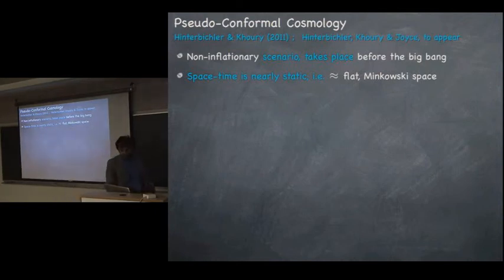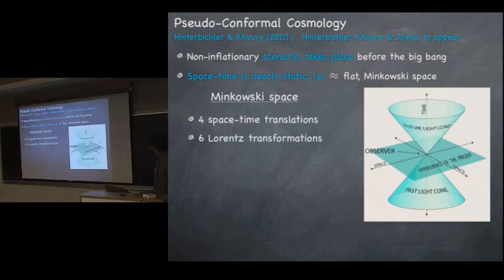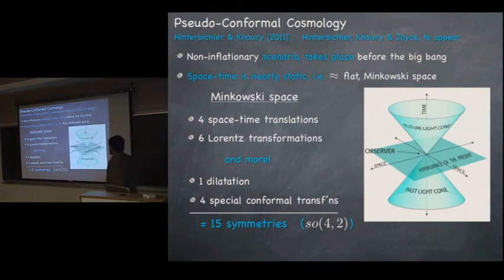Now Minkowski space is familiar to all of us. It's the arena of special relativity. It has as many symmetries as de Sitter space: 4 space-time translations, 6 Lorentz transformations. But we need more symmetries to make the scenario work. We're going to assume that in fact the theory is conformal, or nearly conformal, in space-time, meaning there's also one space-time dilatation symmetry and 4 special conformal transformations. These are 15 symmetries. It's the most symmetric scenario we've seen so far. That's the scenario we're considering: 15 symmetries, and these form, of course, the algebra of SO(4,2).